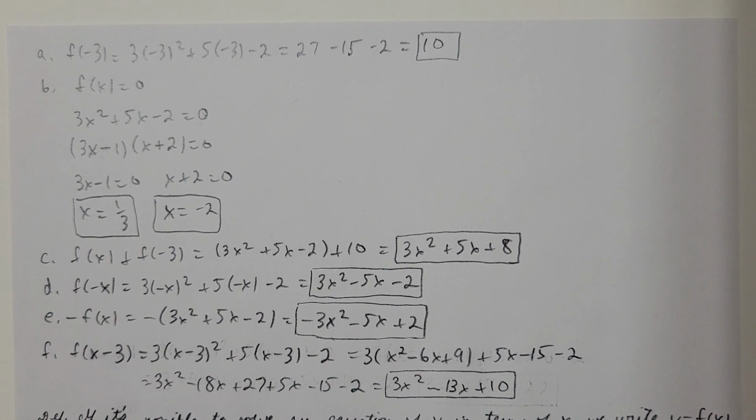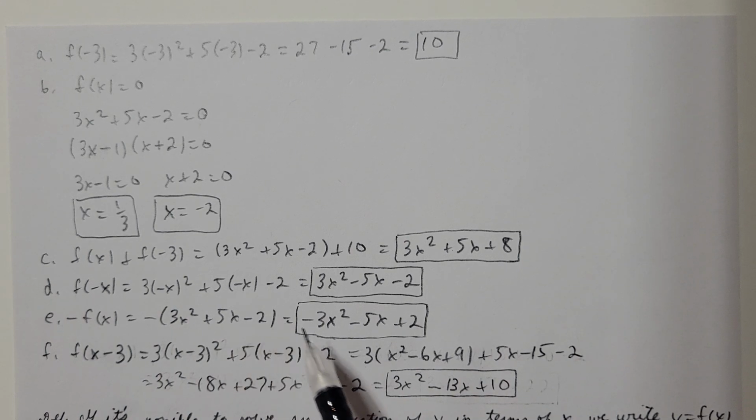Part E, I want us to find negative f of x. So negative f of x means to take negative the whole thing of 3x squared plus 5x minus 2. That's the function. So I want to take the opposite of that. Throw parentheses around the function because you're going to distribute the negative into these three terms here. And so that's going to give us negative 3x squared minus 5x plus 2.